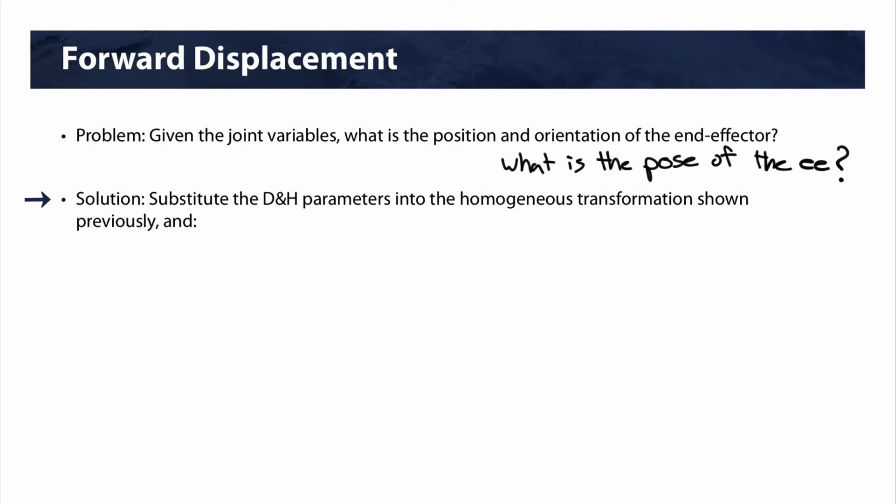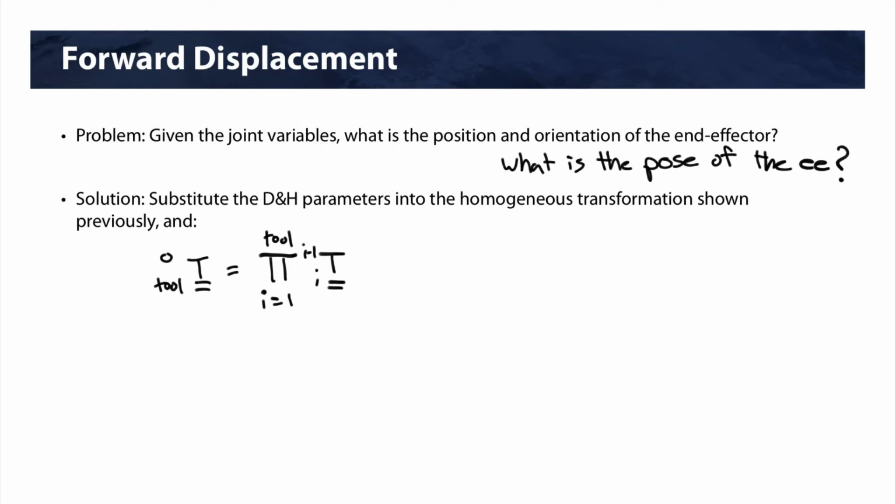We do that for each row of our D&H table, and we get a homogeneous transform for each link, and then we just have to multiply those all together to get the forward displacement solution. So the forward displacement is simply the product of all those homogeneous transforms from i equals 1 to tool. It's just the product of each of these homogeneous transforms.